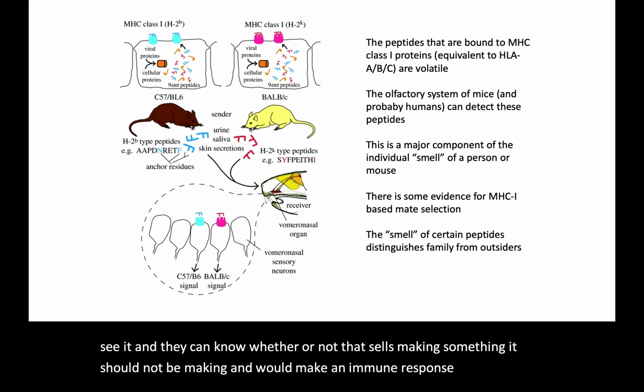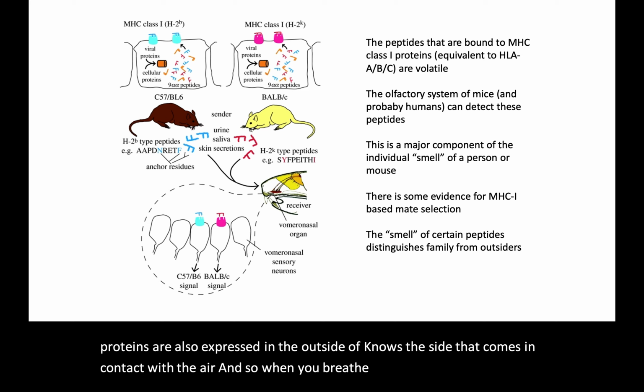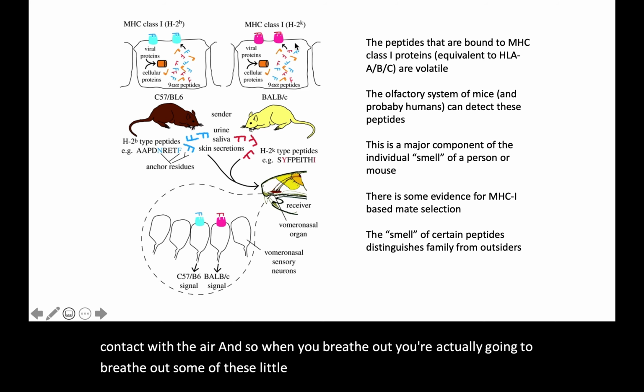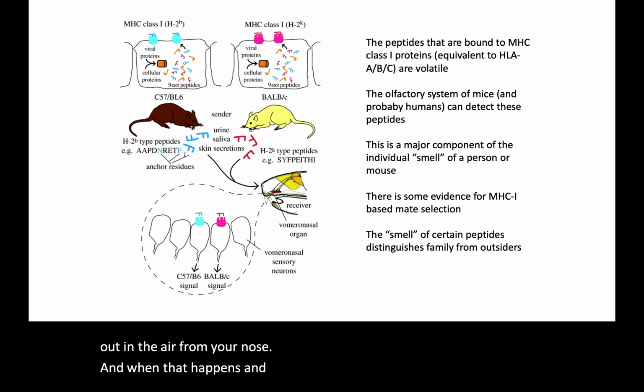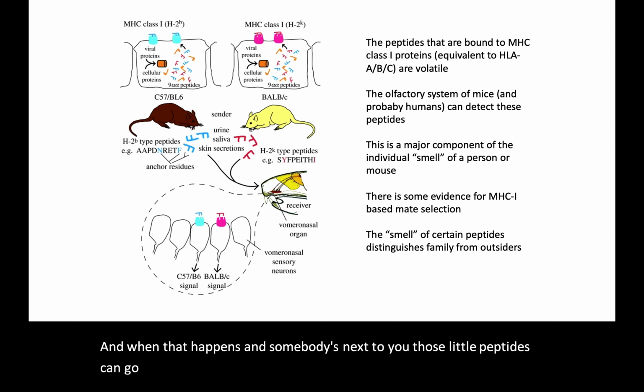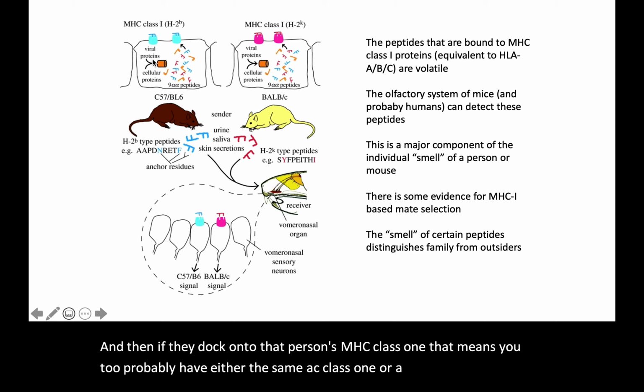But these proteins are also expressed on the outside of the nose, the side that comes in contact with the air. So when you breathe out, some of these little peptides will come loose and flow out in the air from your nose. When somebody's next to you, those little peptides can go into that other special someone's nose. And if they dock onto that person's MHC class 1, that means you two probably have either the same MHC class 1 or a very similar one, and that will be perceived as revulsion.